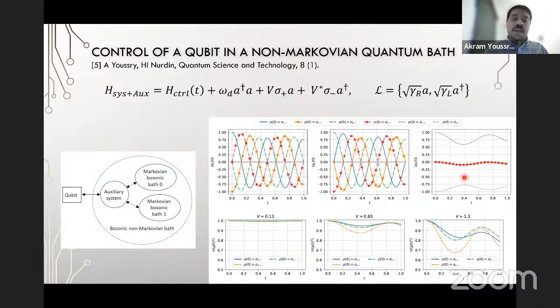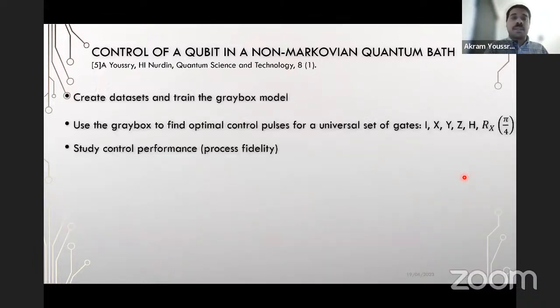Okay. So what's important is that, again, we trained the Graybox on a synthetic data set using that non-Markovian model. And we studied the performance of the control over a universal set of gates, so identity, Paulis, Hadamard, and the rotation.